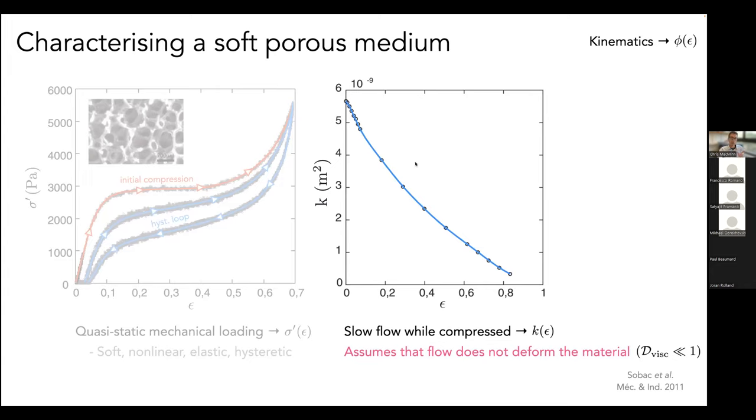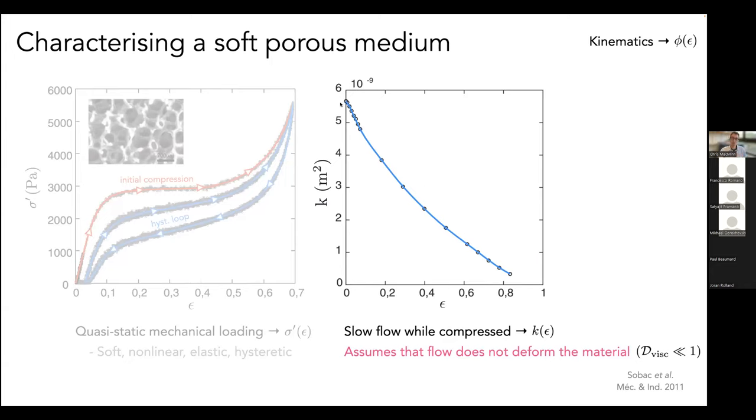Well, what you do is you first squash the material mechanically, which, as we saw in the previous slide, gives you a simple uniform state of stress and strain within the material. And then you drive a very slow flow through the material. And remember, if the flow is slow, that's one of the ways that we can make the deformability very small, because the flow rate was in the numerator of the deformability. And if the flow is slow, meaning that the deformability is small, then the deformation due to fluid flow is very small on top of the deformation that I'm already imposing by squashing the material in the first place.